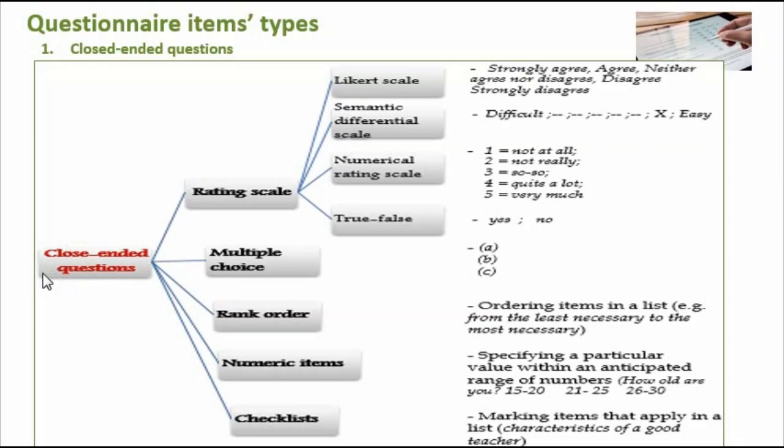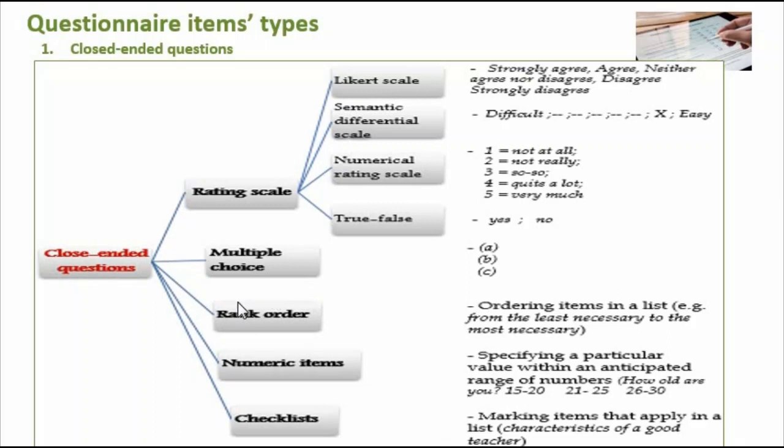Another category of close-ended questions is multiple choice. Here, the researcher provides the respondent with choices, like for example A, B, C, and sometimes D or more, with text here. For example, I speak English, I speak French, I speak Arabic. And the respondent has to choose one or more. This is to be specified by the researcher.